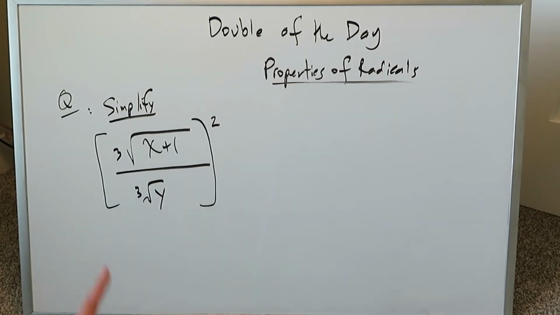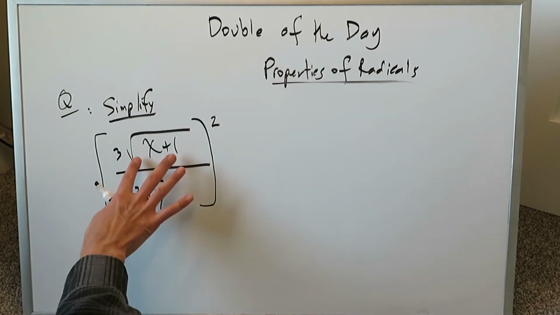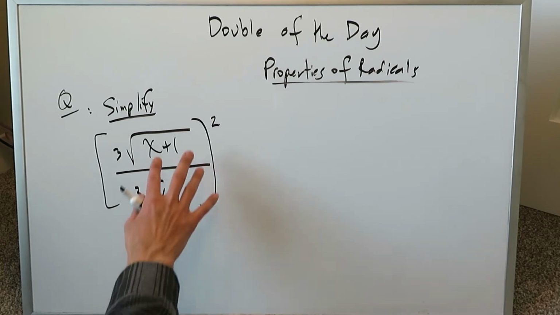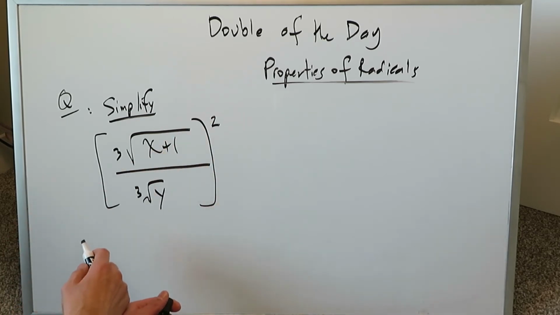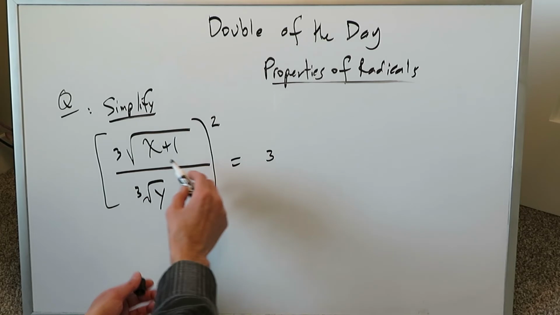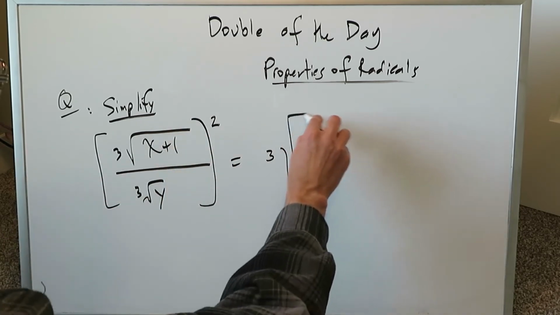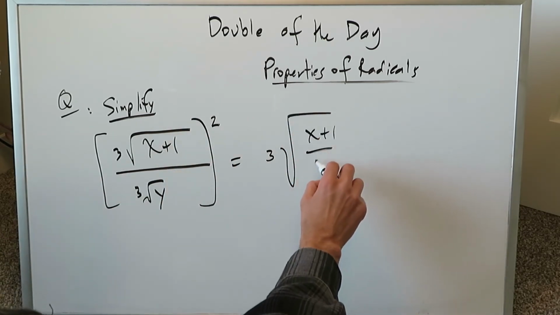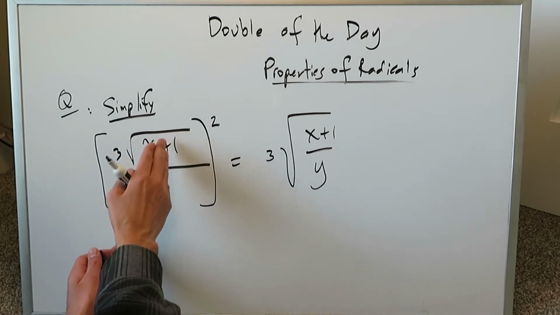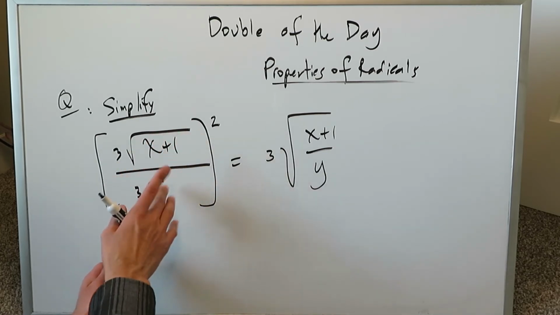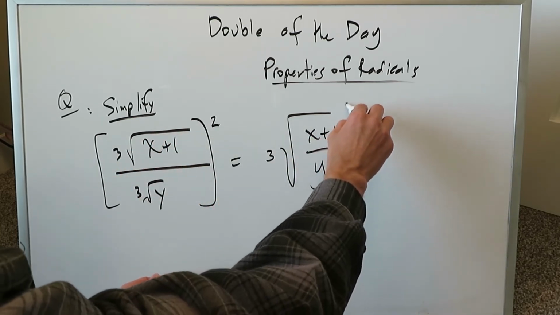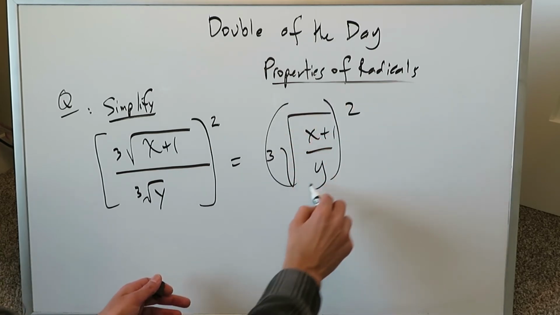Let's look at this question. We have an expression over here: cube root x plus 1 divided by cube root y, under this whole exponent 2. Combine everything here within the square brackets into a single radical, because you can. It's x plus 1 over y. Remember, root A over root B is all under a single radical, A over B, and then we have this little 2 sitting out. We can easily open that up.